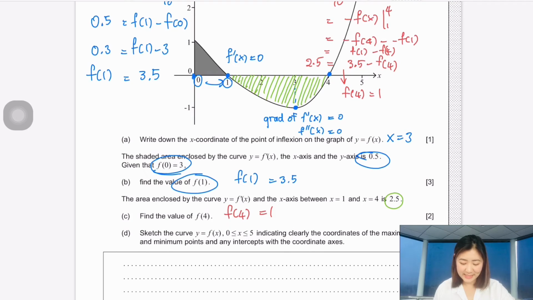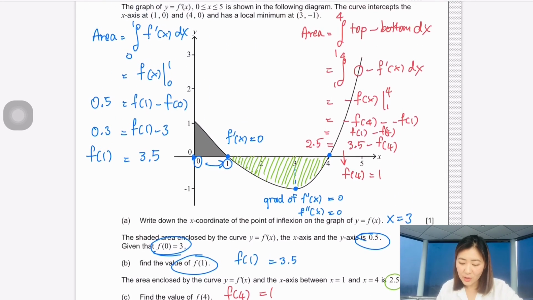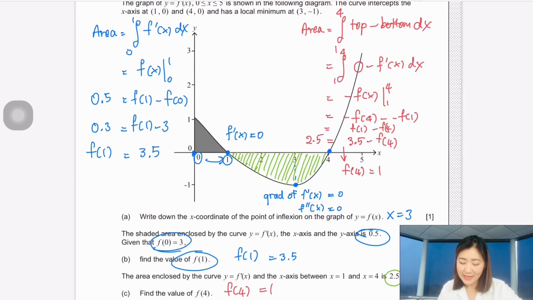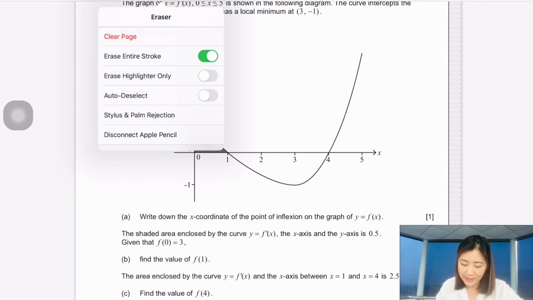Last one, question D. We have to sketch the graph. We have to sketch it between x equals 0 and 5, so you need to be careful. You have to find the value of y when x equals 0 and the value of y when x equals 5, as well as the boundary of the graph that you are asked to draw. So let's go back and take a look at f prime x.